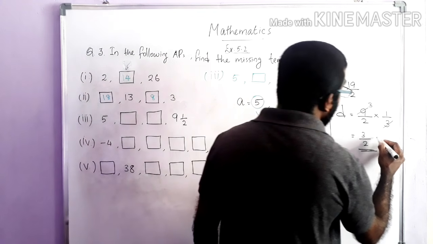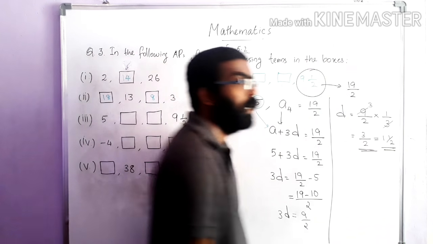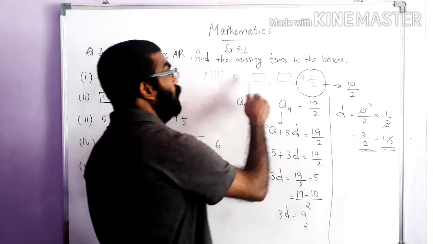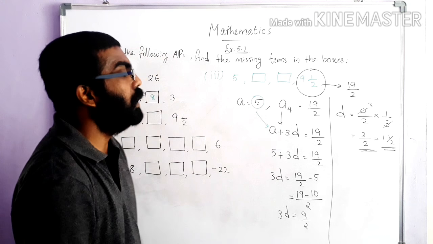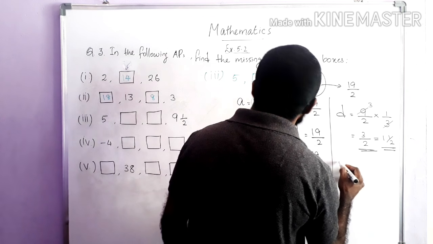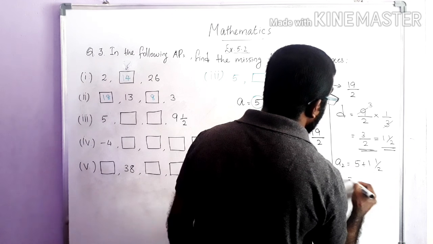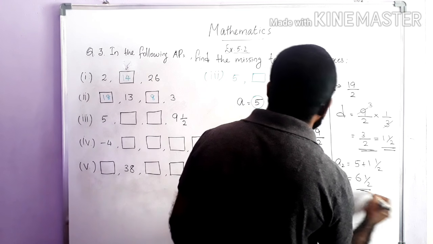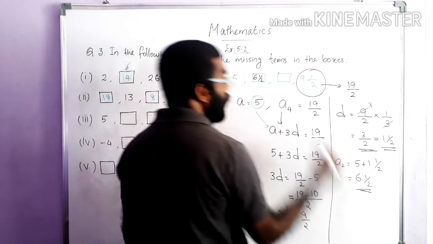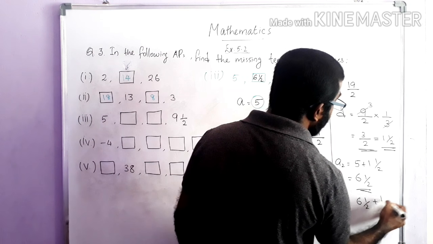Okay. And we can write it in mixed form, 1 and a half. The half of 3 is 1 and a half. So the next term we have to write is 5 plus 1 and a half. Here the second term A2 is equal to 5 plus 1 and a half, and clearly it is 6 and a half. And the third term A3 is the second term plus the common difference, 6 and a half plus 1 and a half.